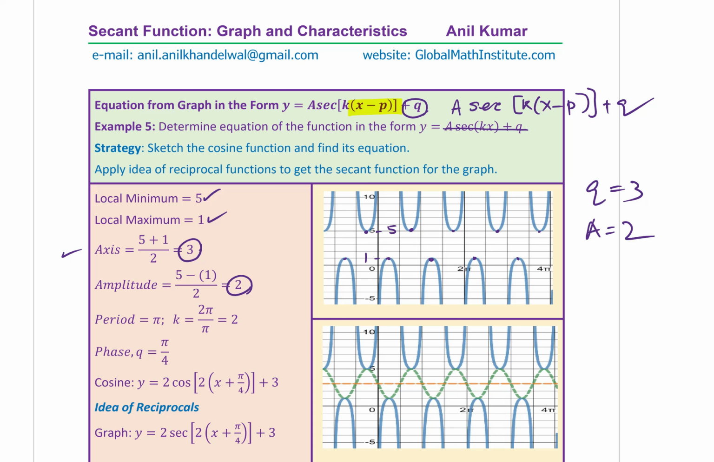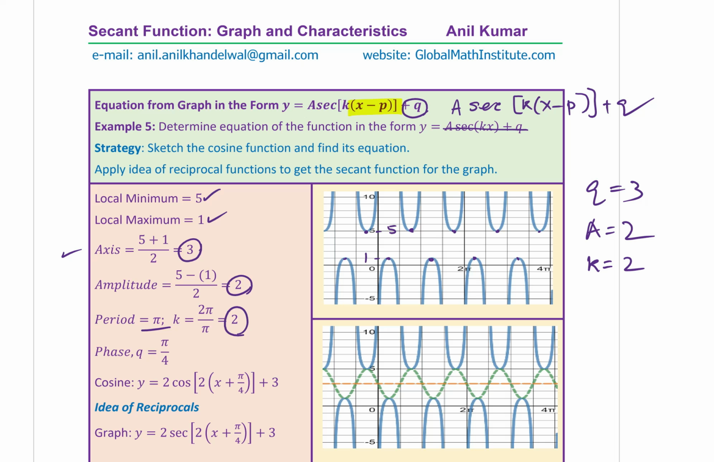And then find the time period. Between the two minimums, you can find the difference. In this particular case, it is pi. So the period is pi. The value of k is 2 pi by pi, which is 2. So we get k equals 2. Now the question is, how do we find the phase shift?